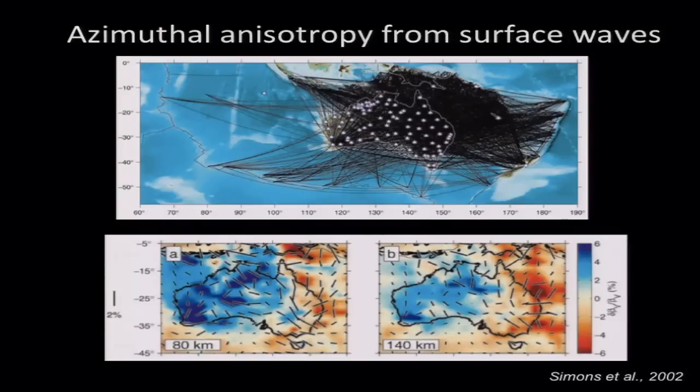A major advantage of this method is that, because different period surface waves have different depth sensitivities, you are able to get better controls on the depth distribution of your anisotropy. You don't have the lateral resolution that you have with SKS, so that's a relative disadvantage.